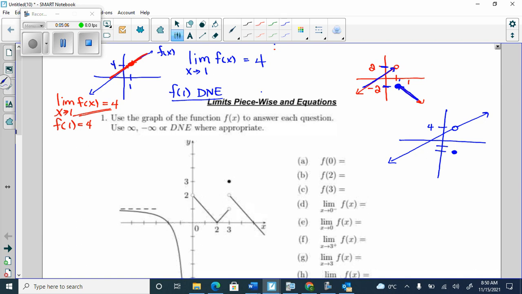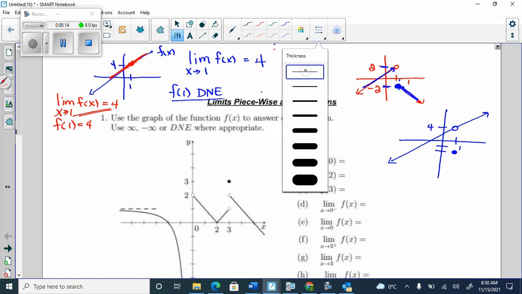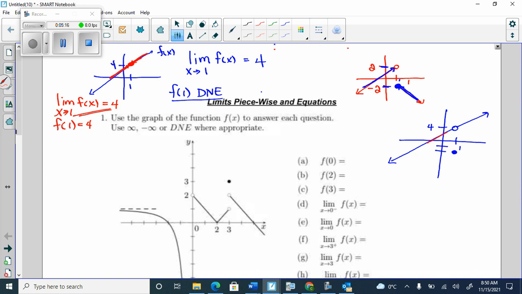It's just a piecewise function. So the limit as I approach 1, from the left I'm approaching 4. It's the y value. From the right of 1 I'm approaching 4. So the limit as x approaches 1 of f of x is 4, because from the left and the right I approach the same thing.